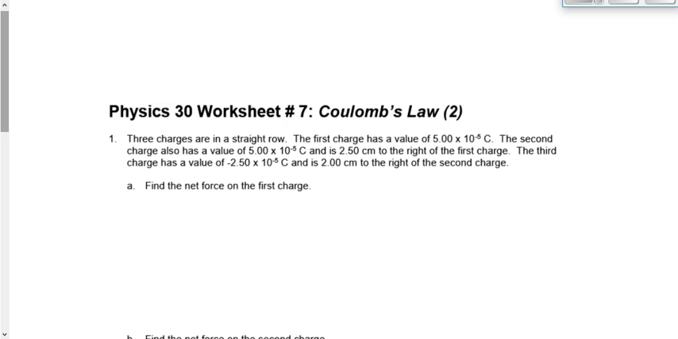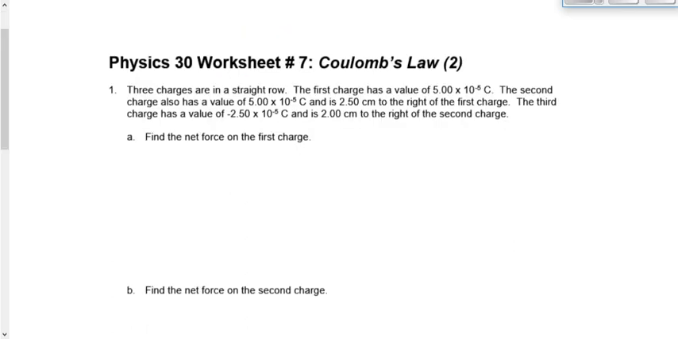Okay, let's take some time now to work in class at worksheet number 7, questions number 1 and 2. 1 and 2 only for now. Let's have a look at 1A here. It says 3 charges are in a straight row. The first charge is 5 times 10 to the minus 5 coulombs. Let's call that number 1, and let's make it 5.00 times 10 to the minus 5.